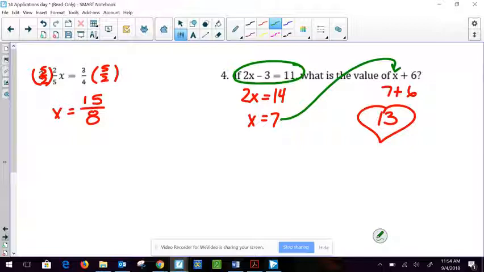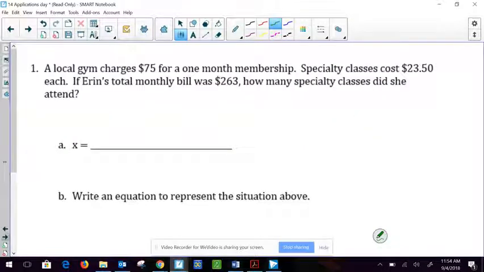So why are we doing all this? Because today we are going to start with our applications. These problems are great once you get the hang of them. So number 1 is saying a local gym charges $75 for a 1-month membership. Specialty classes cost $23.50 each. Notice $23.50 each. Remember, whenever you see the word each, that means multiply. Each means multiply. Erin's total membership or bill for that month was $263.